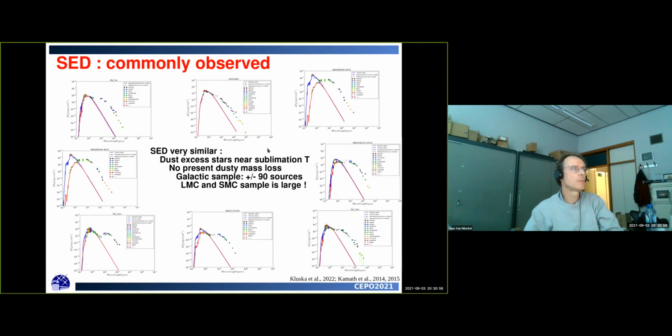So there are many of them. In the galaxy, we have about 90 sources. In the LMC and in the SMC, the sample is also large, and we have a few hundred in the LMC and 100, I think, in the SMC. So you see the typical characteristic of a dust excess, which is quite extensive. You capture about 30% of the light, and you re-emit it in the infrared.